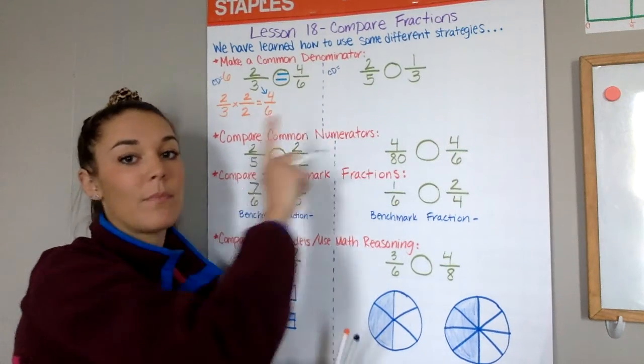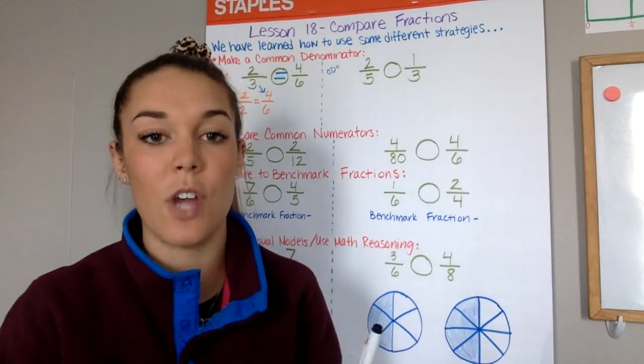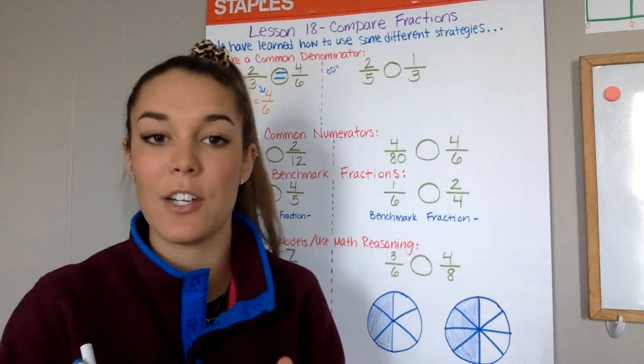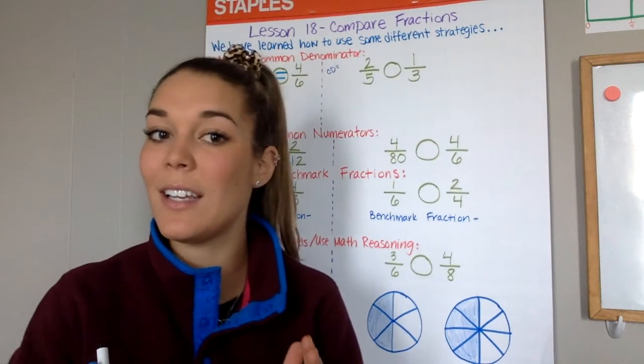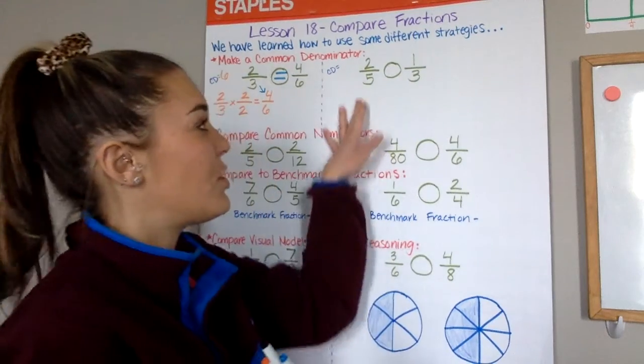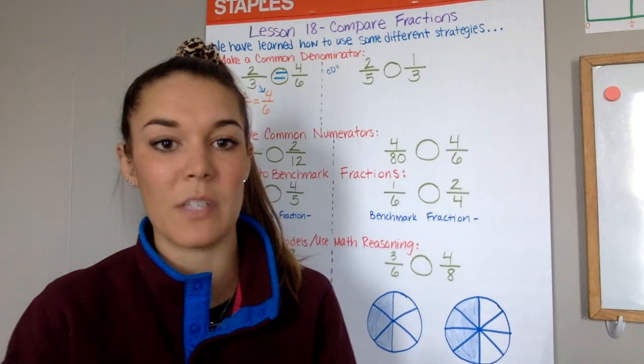Another example. The common denominator strategy always works. So sometimes when you see a comparing fraction problem that you're just really not sure about, you can always go to common denominator. So 2/5 and 1/3. Miss Chase is a little stumped on this one.